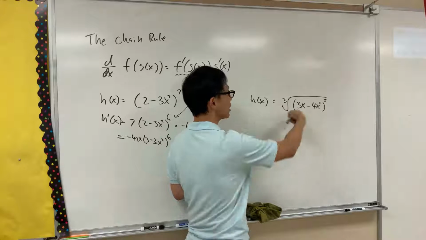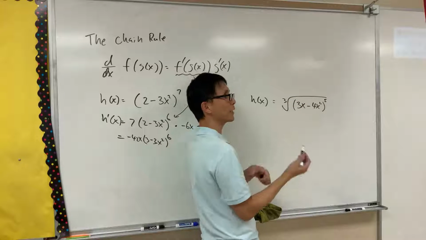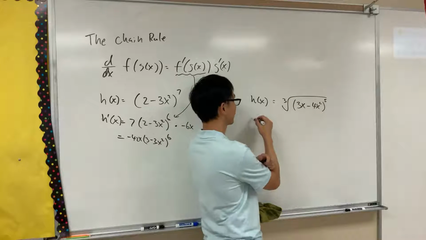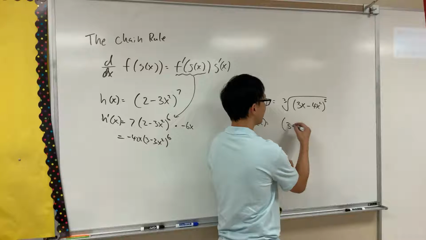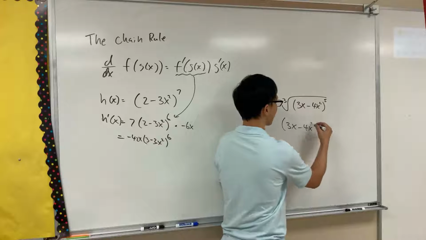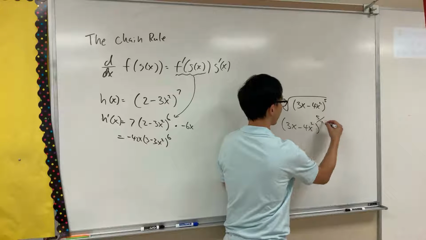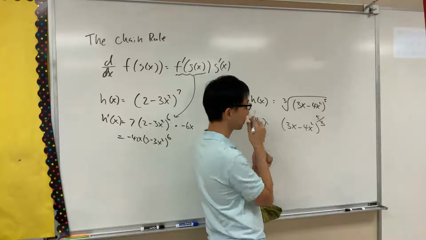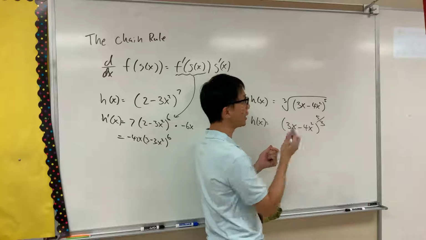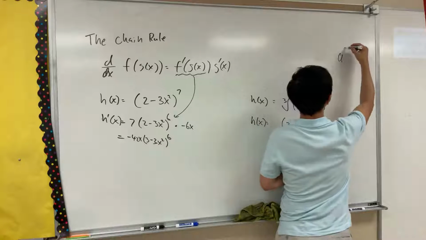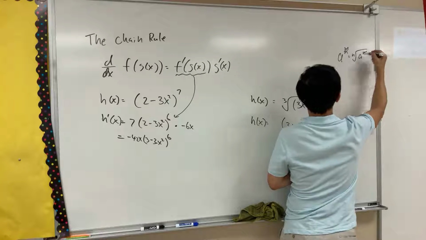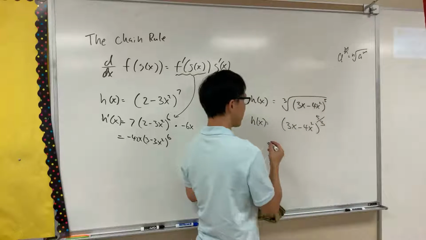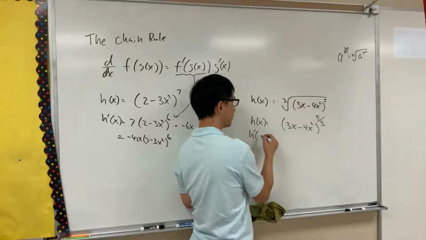Okay, so can I rewrite this equation so that I can actually take a derivative? What can I rewrite it to? 3x minus 4x squared to the 5th. That's the definition of a radical, right? So a to the m over n is equal to the nth root of a to the m power. Yeah, so now I'm going to take a derivative.